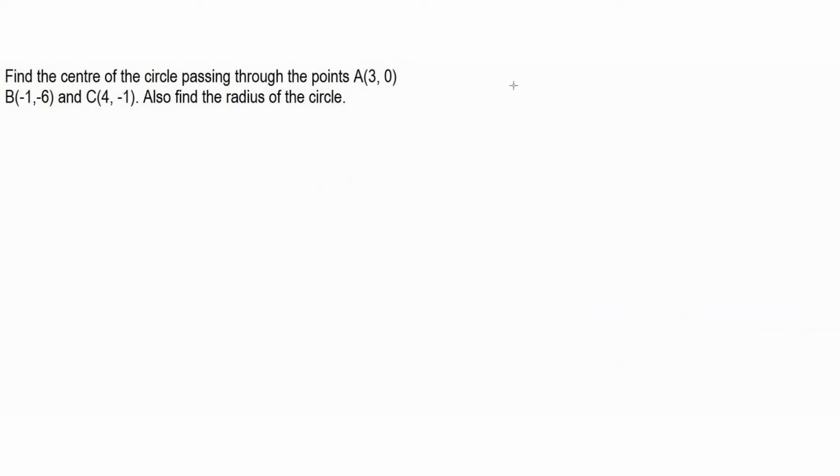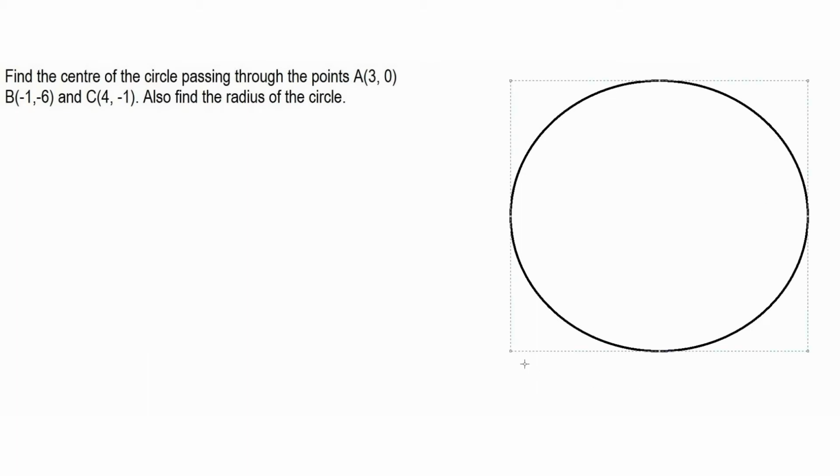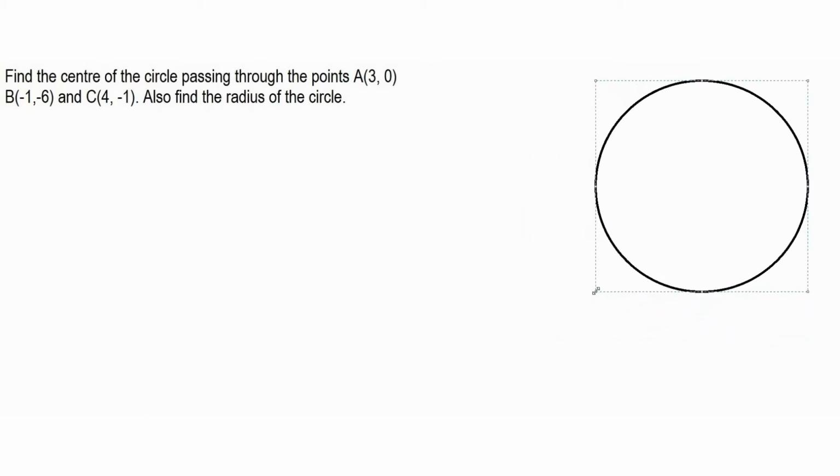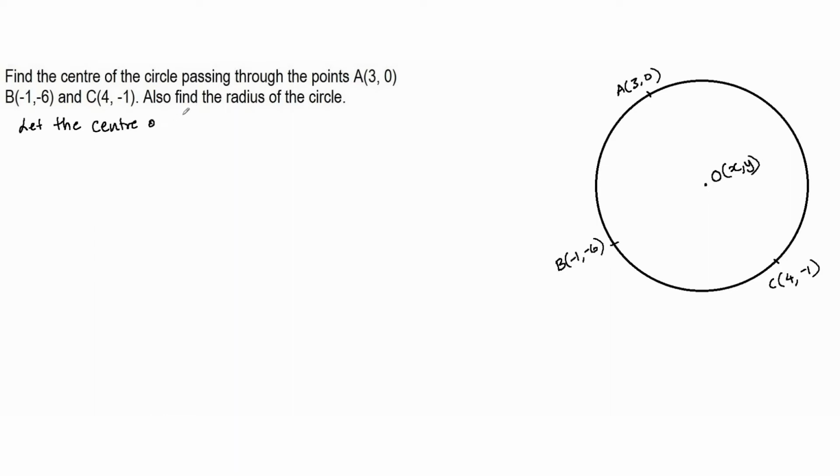Find the center of the circle passing through the points A of (3, 0), B of (minus 1, minus 6), and C of (4, minus 1). So here I have 3 points, A of (3, 0), then B of (minus 1, minus 6), and C of (4, minus 1). So this is the center of the circle, O of (x, y). So I can start off saying let the center of the circle be O of (x, y).